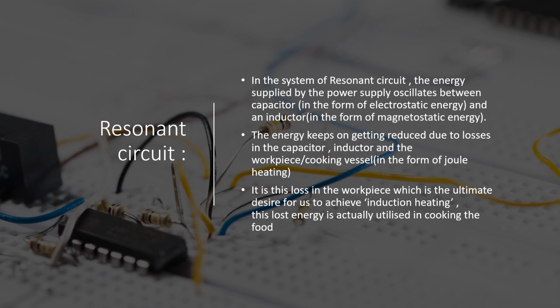There is also a component used, which is the resonance tank circuit. In a resonance circuit, the energy supplied by the power supply oscillates between the capacitor, in the form of electrostatic energy, and an inductor, in the form of magnetostatic energy. The energy keeps getting reduced due to losses in the capacitor, inductor, and the cooking vessel in the form of joule heating, which is also called damping. It is this loss in the workpiece which is the ultimate thing we desire to achieve induction heating. This lost energy is actually utilized in cooking the food.